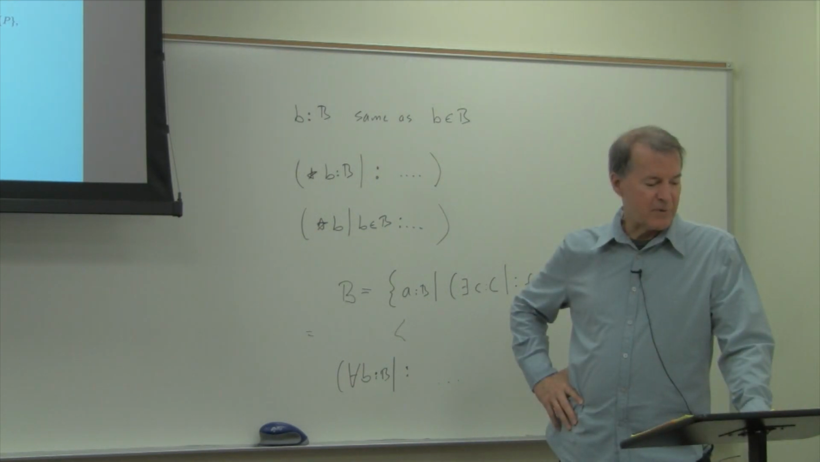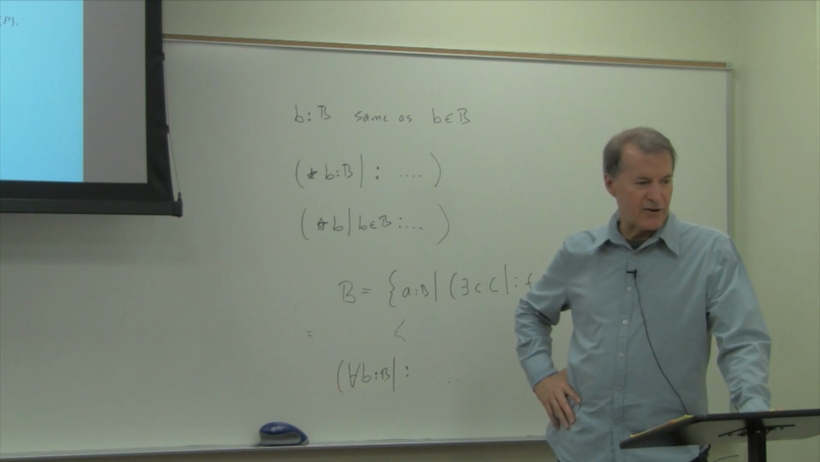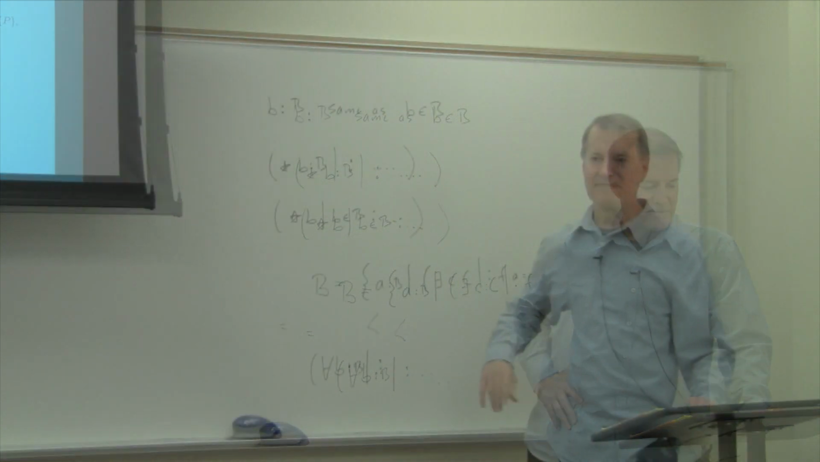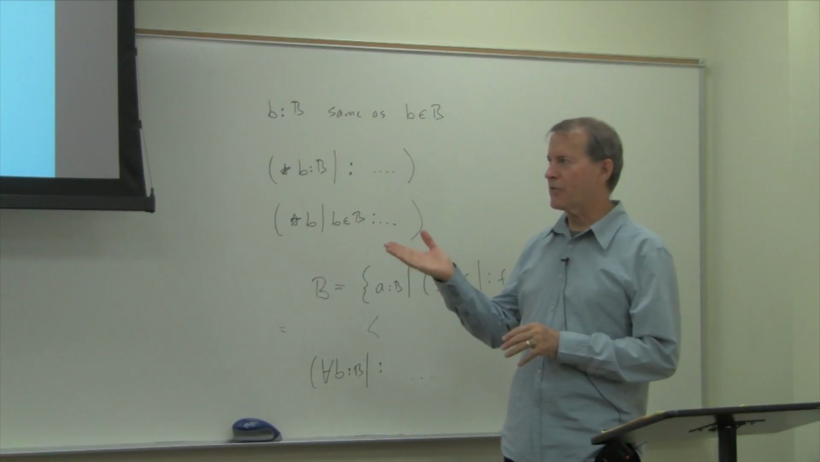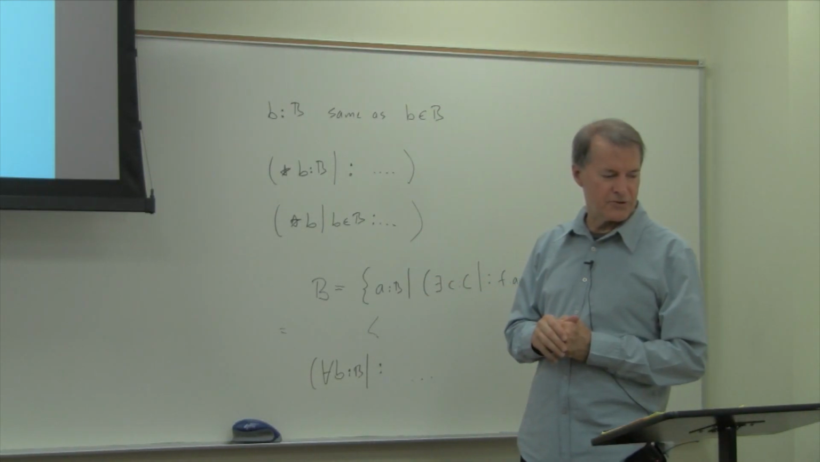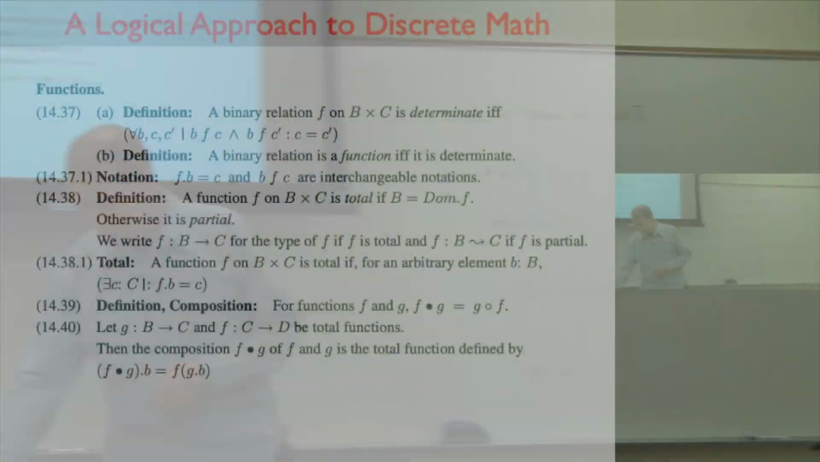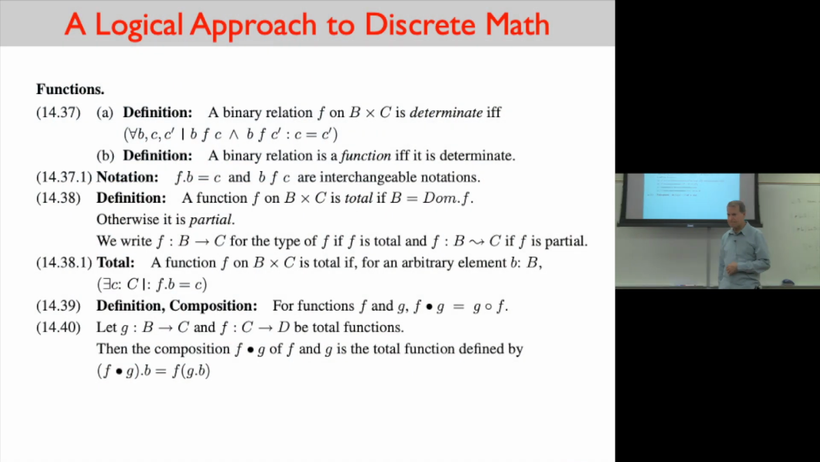But see, now there's going to be a nested existential. Now you're going to have an exists within an exists. Which is what I want. Yes. Because the theorem that we're trying to prove, which is 14.38.1, it's worded in English.